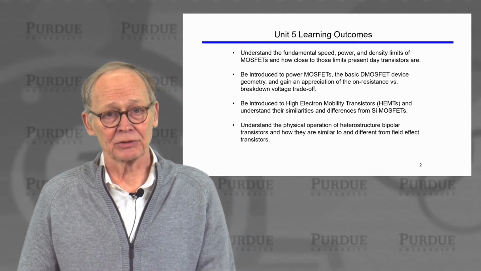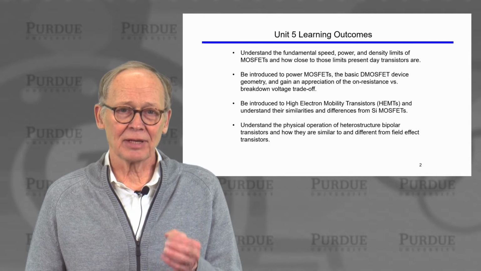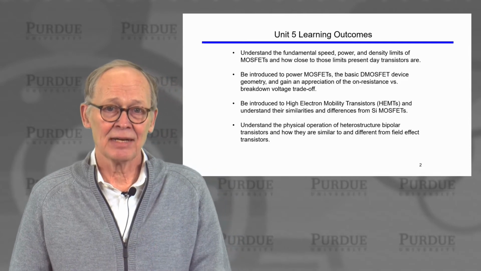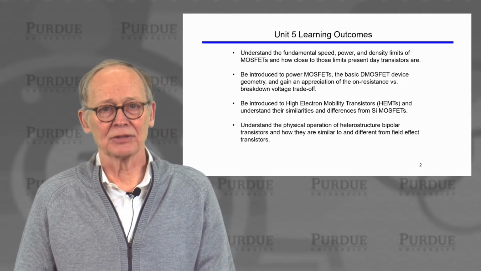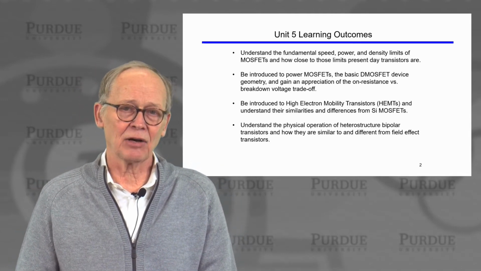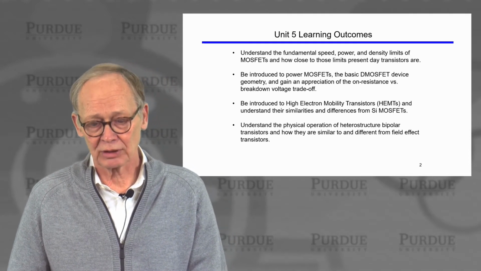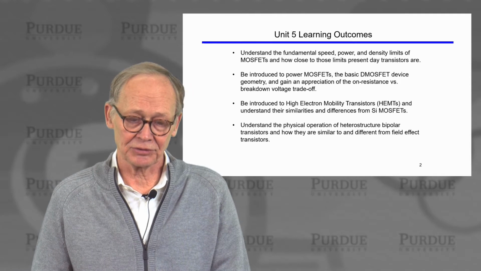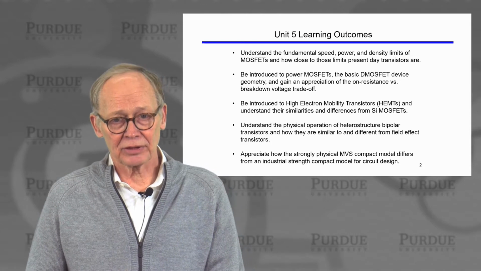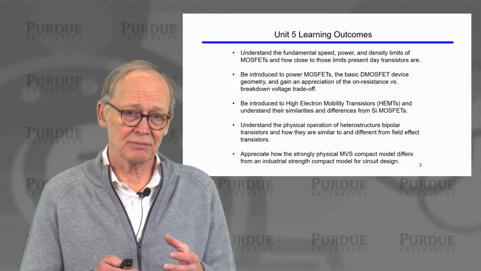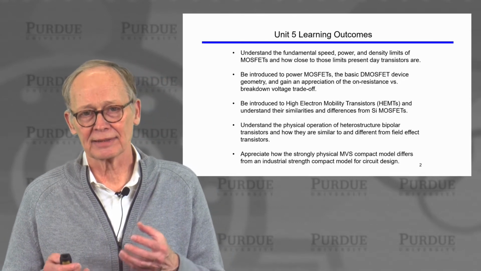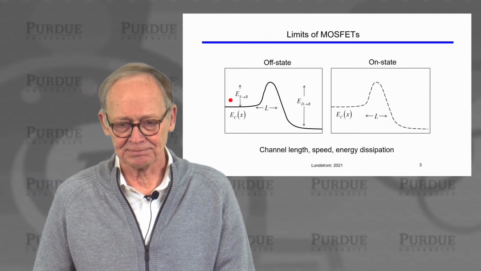Now, there's a bipolar transistor as well. A bipolar transistor is sometimes thought of as an inherently different type of transistor, but that is not the case. Bipolar transistors also operate by controlling energy barriers with voltages applied to the terminals, and we developed an understanding of how bipolar transistors operate and work, and how they are different from field effect transistors. And finally, we said a few words about compact models for circuit design and how the MVS model that we've been using as our guide throughout this course differs from an industry strength general purpose compact model for design.